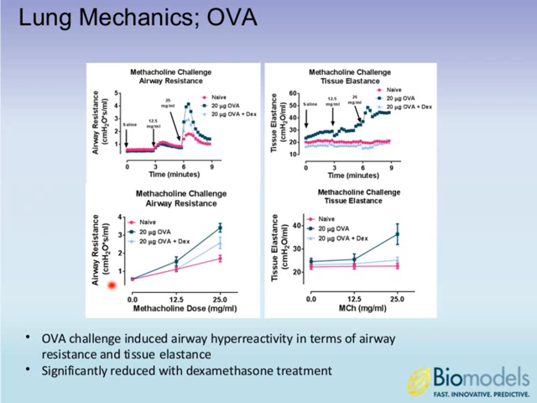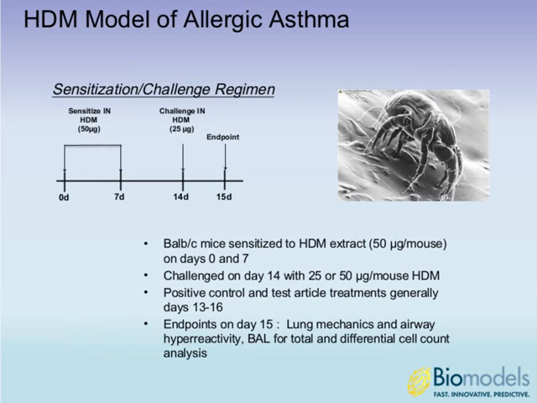You can see that in the OVA-treated mice, we saw a significant increase in airway resistance in comparison with naive controls. This was reduced to some extent with dexamethasone. And in the case of tissue elastance, we saw a very hyperreactive relationship with OVA that was almost completely eliminated with dexamethasone.